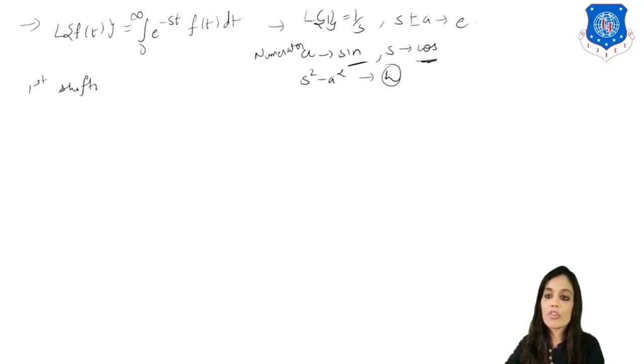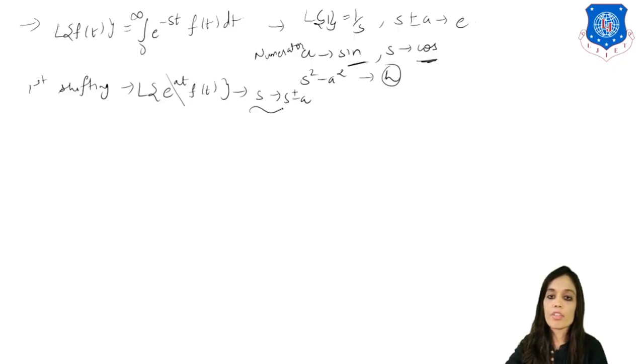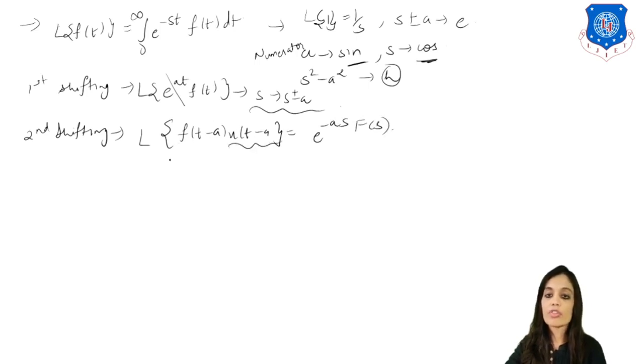So in this, whenever we have to find Laplace of e raised to at into f of t, you have to remove this e, and in place of s, you have to put s minus a or s plus a, right? Then what is the second shifting theorem? These are the basic and very important theorems. Whenever you have Laplace of f of t minus a into u of t minus a, right? Then the answer will come as e raised to minus as f of s. So whenever you have a unit step function, you have to apply the second shifting theorem.